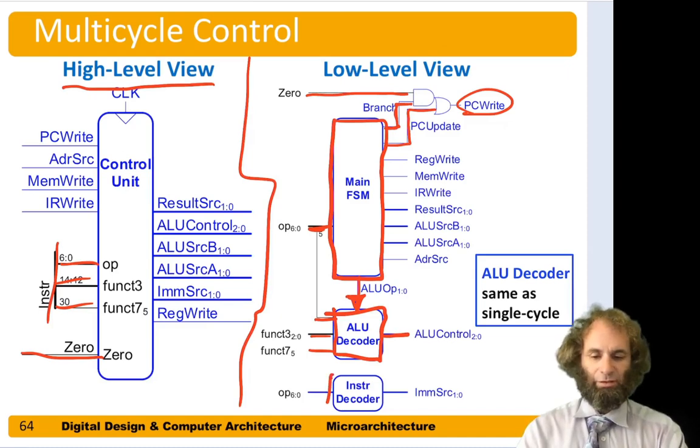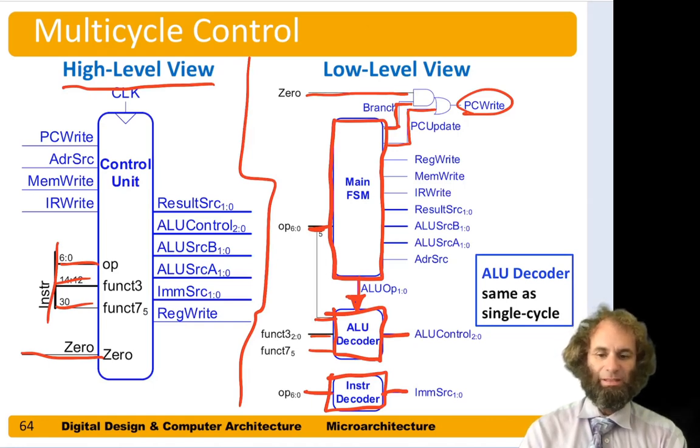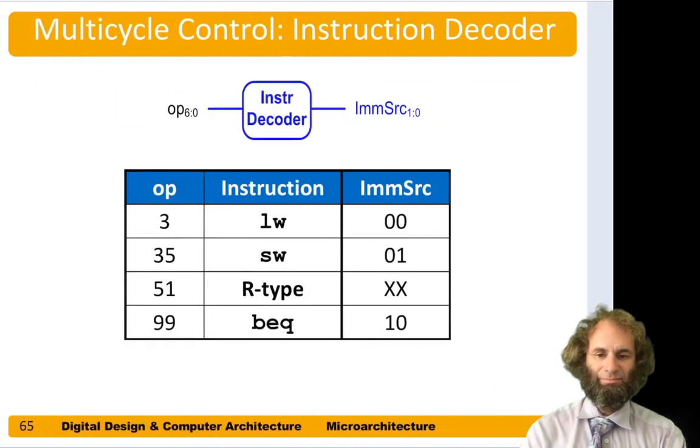Finally, we're going to pull the instruction decoder out from the main FSM because the immediate source depends only on the opcode, not on any steps. So that will let us simplify it a little bit. It'll be combinational logic. So let's look more closely at that instruction decoder.